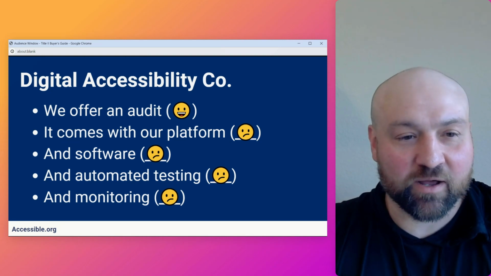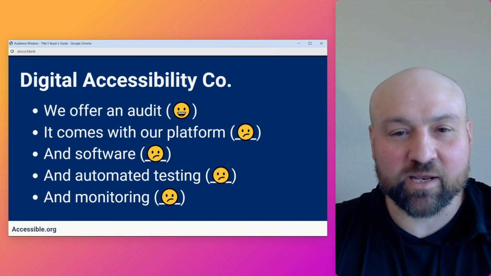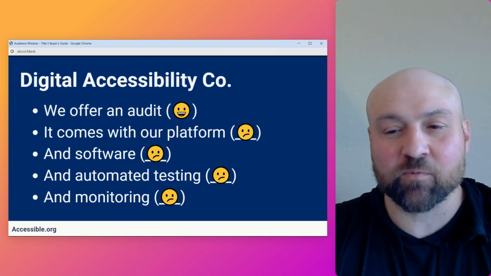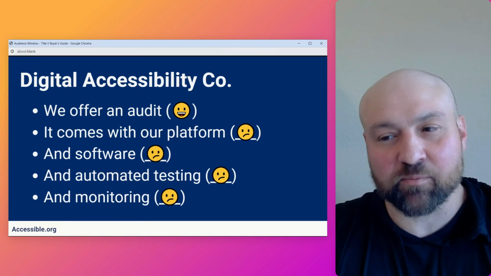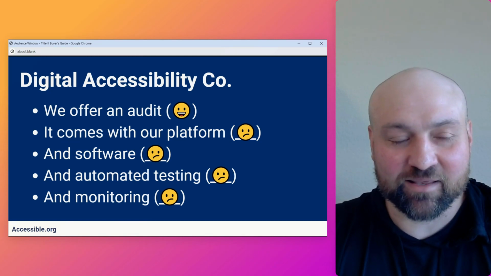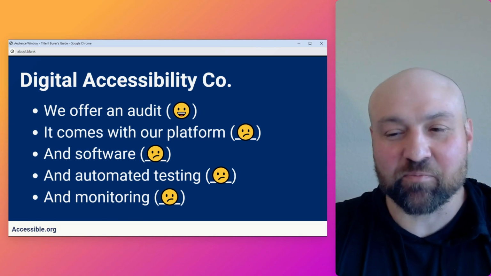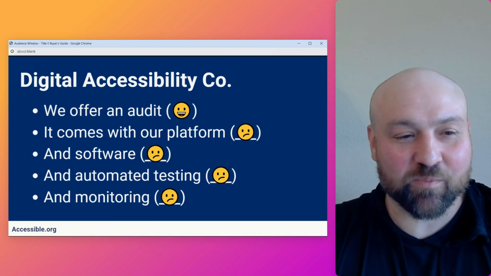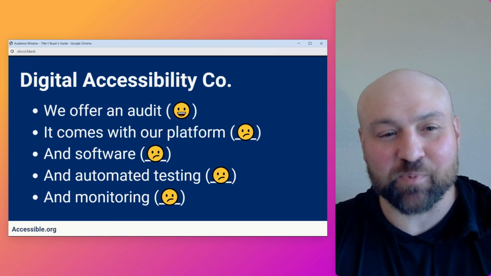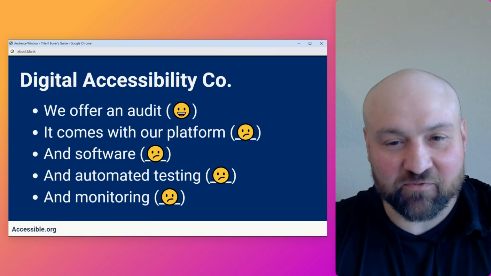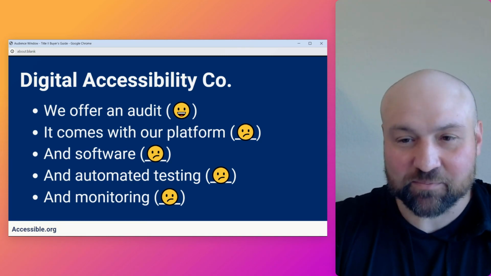So on this next slide, let's say we go to Digital Accessibility Co. and they tell us we offer an audit, and then I have a smile emoji because that's what we want to hear. That is part 1 of 2 of exactly what we need. But then they say it comes with our platform. So then I have an unsure emoji, and then they add "and our software," another unsure emoji, and "automated testing and monitoring." And so we have these 4 unsure emojis after we have this original audit. This gets back to the previous slide. We have some value, but it is surrounded by filler.